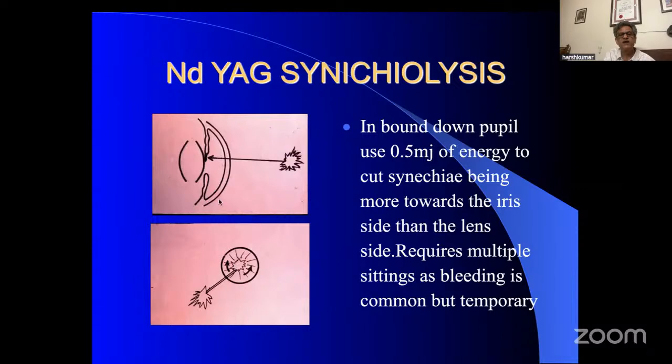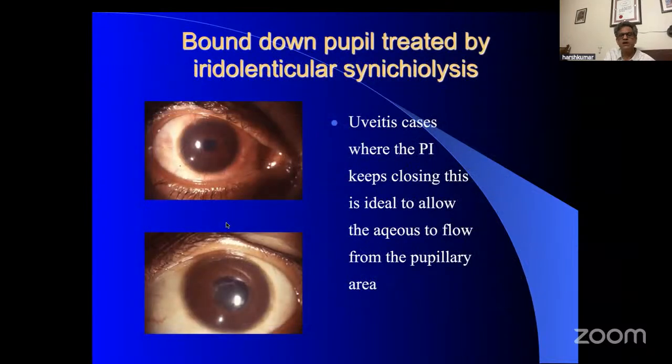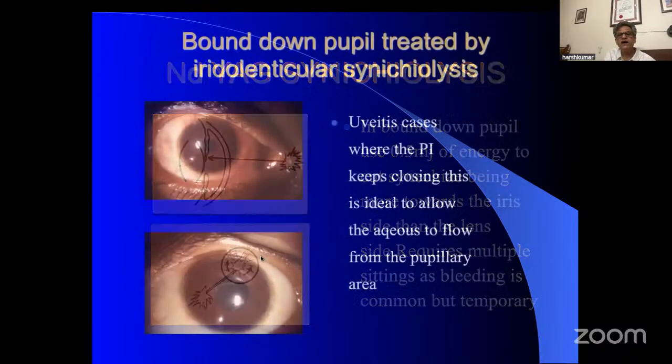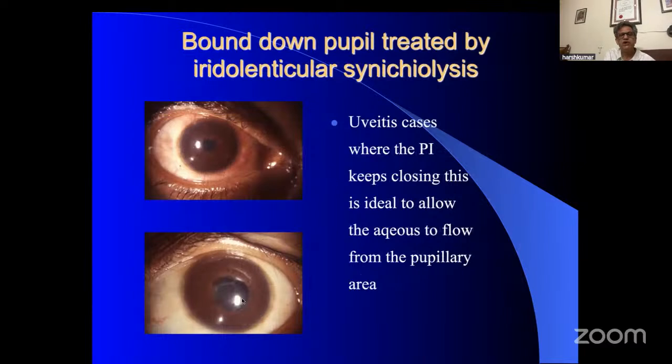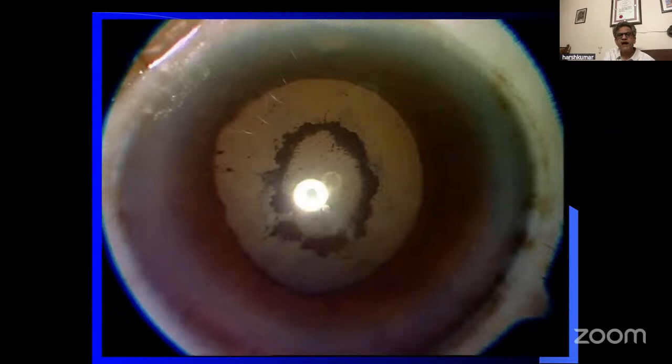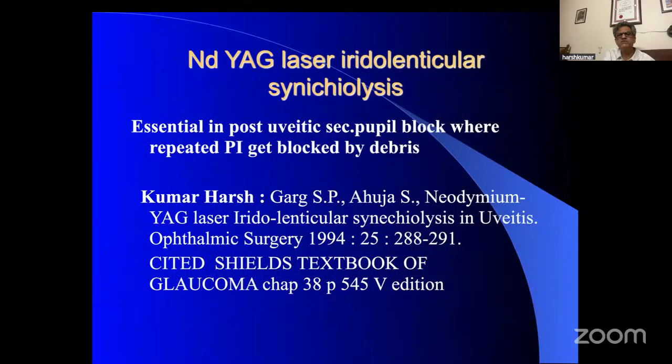in which we dilated the pupil and started hitting the synechiae with a very low power of 0.5 millijoules. You go from inferiorly to superiorly in either quadrant. Multiple sittings will be required. There will be hemorrhages, but ultimately you end up with a situation like this. The patient was so relieved because the cataract was bypassed and the fluid came out from here, and we were able to overcome both problems, such a beautiful feeling. So one can and definitely may try these procedures without any hitch.